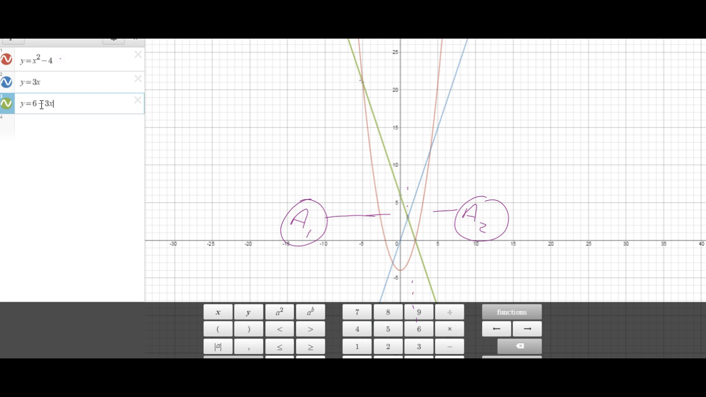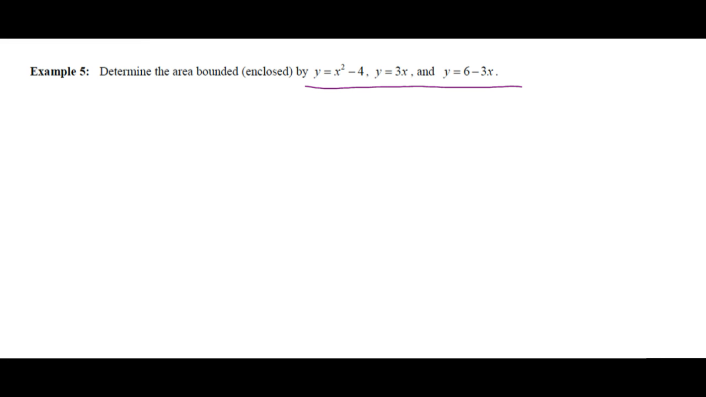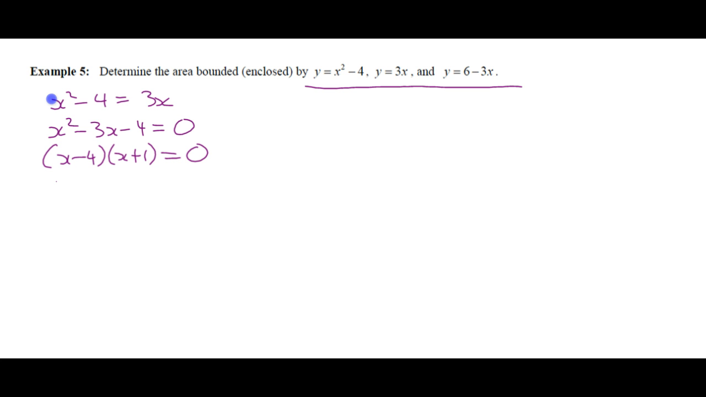Okay, so 2 areas, right? But here's the important point, or the important area. All right, so what we have to do is we got to say, okay, where is x squared minus 4 equal to 3x? So this is x squared minus 3x minus 4 is 0, and this is x minus 4 and x plus 1. So we've got x equals 4 and x equals negative 1.